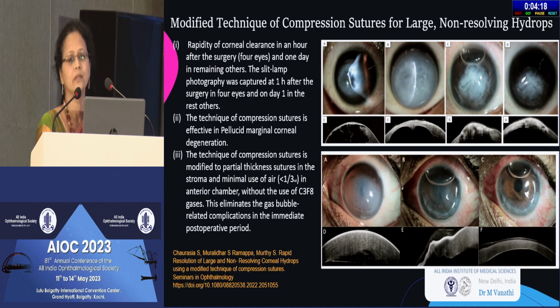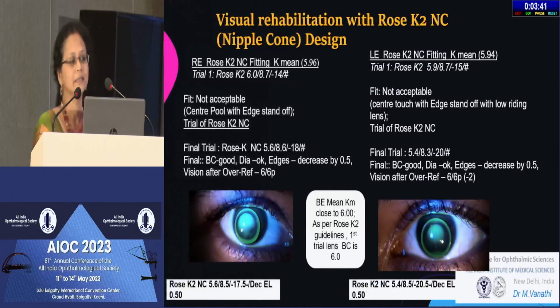I think this is one fantastic latest paper which does talk about a modified technique of using compression sutures for large and non-resolving eye drops here. Where you use a modified technique of placing your compression sutures and a simple air injection and a contact lens, this does away with many of the other concerns which I just narrated to you. So this is an effective method and has been shown to work well in patients with large, chronic ruptures of Descemet's membrane, and does away with the complications and logistics involved with gas injections as well.